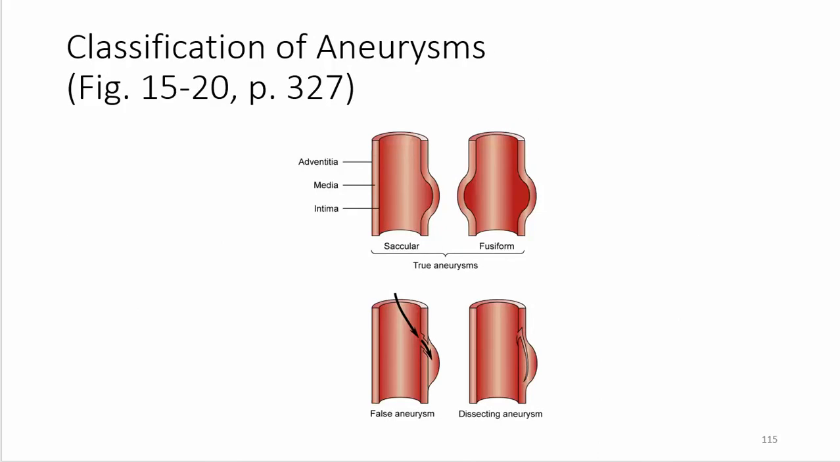So when we look at it, the true aneurysms are the ones where the wall is entirely bulged out, including the intima. The saccular ones are one-sided, the fusiform ones are all the way around. False aneurysms are when there's a leak behind the intima and it bulges out. Dissecting is like this. So this concludes the unit, and we will continue with Unit 9 in the next videos.